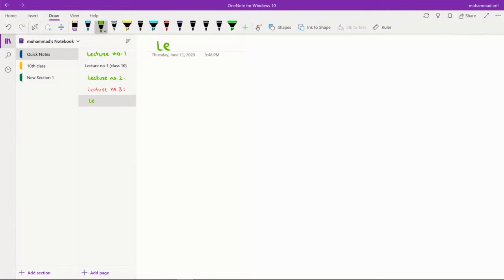Today we start from question number 5, exercise 1.3. The remaining part of exercise 1.3 from question number 5. Now open your books, see on page number 14, read the question number 5.